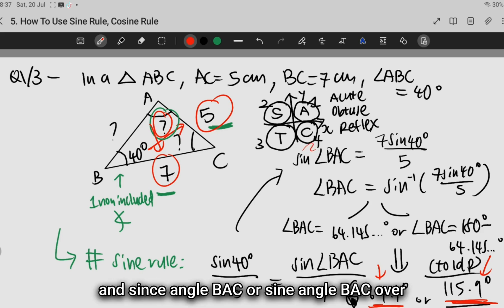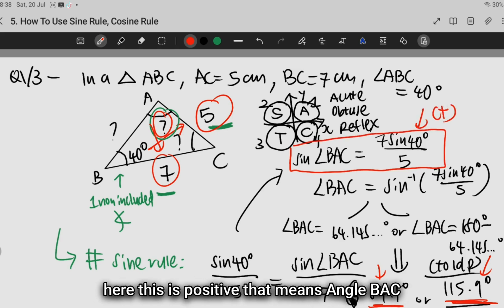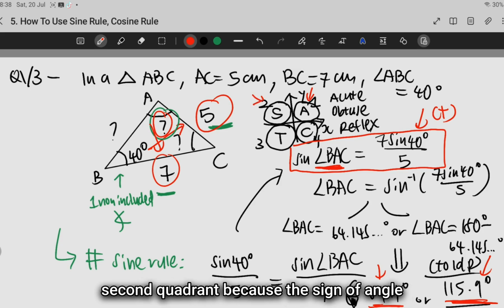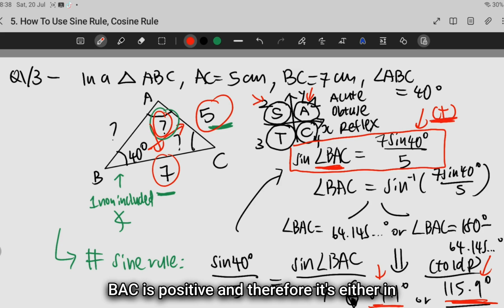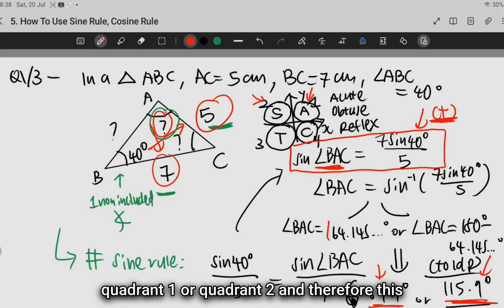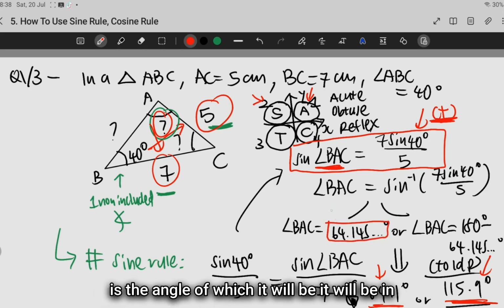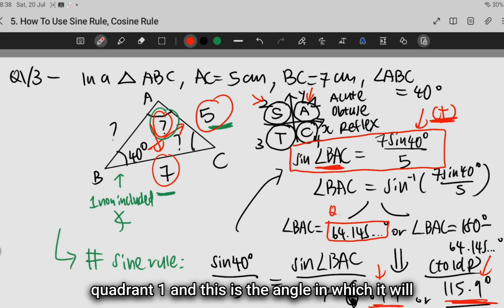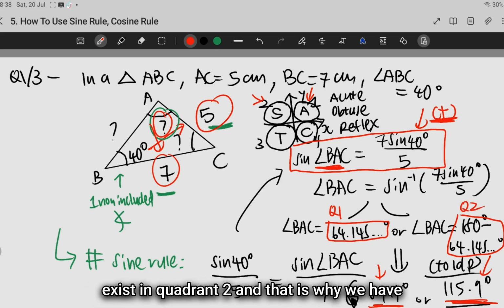And since sine of angle BAC over here is positive, that means angle BAC can exist either in the 1st quadrant or in the 2nd quadrant, because the sine of angle BAC is positive, and therefore it's either in quadrant 1 or quadrant 2. And therefore this is the angle of which it will be in quadrant 1, and this is the angle which it will exist in quadrant 2. And that is why we have 2 different possible values of BAC.